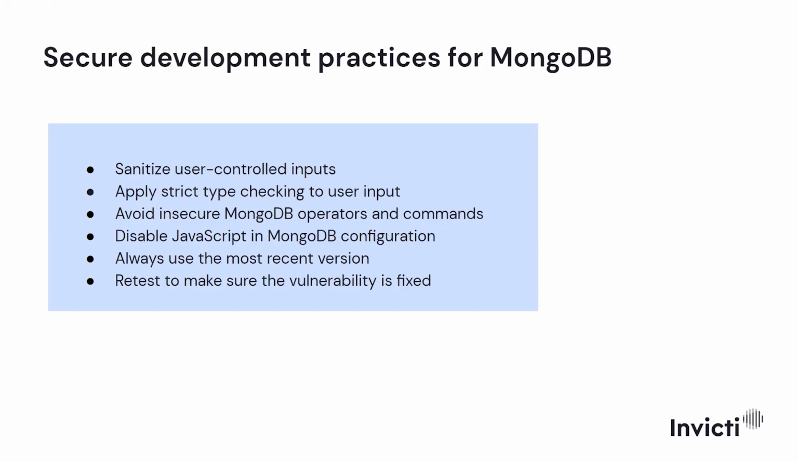You should also avoid insecure MongoDB operators and commands, such as the where operator we've seen before. And if your application can do without it, you should certainly disable JavaScript in the MongoDB configuration. We'll see how to do that a little bit later in the presentation. You should also ensure that you're always using the most recent version of MongoDB and any component in general. And if you have a vulnerability and fixed it, you should retest it to make sure that the vulnerability is actually fixed.